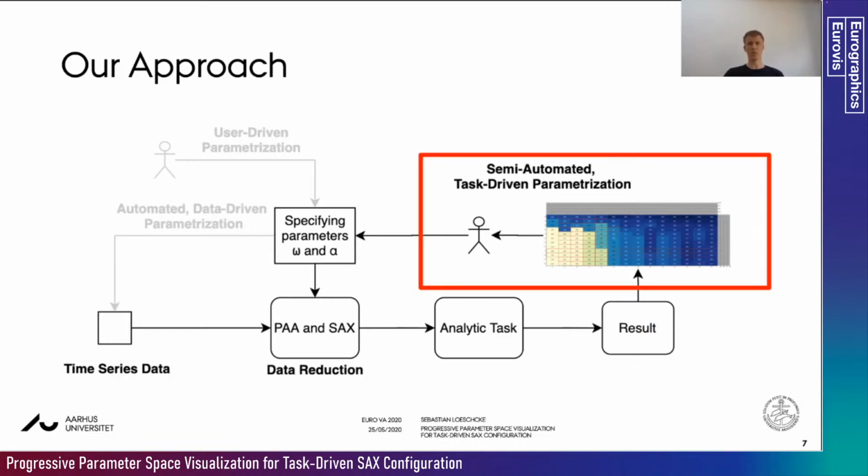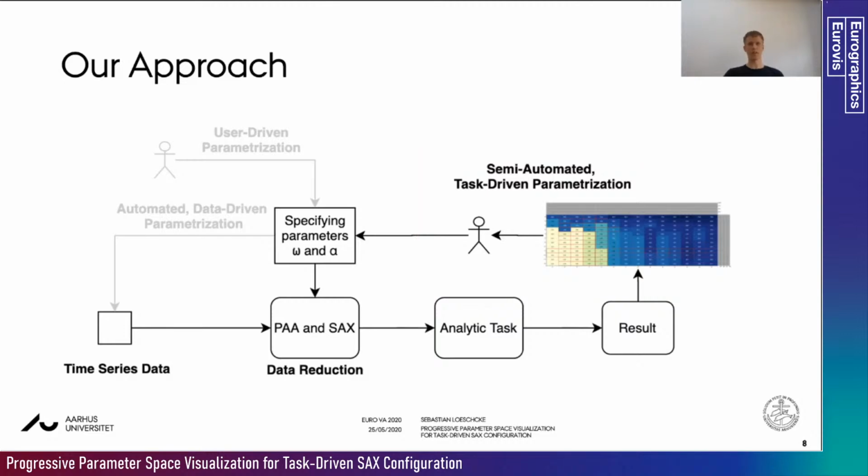Visualizing the resulting discrepancies for different parameter configurations allows the user to make an informed choice with respect to the gain from the data reduction and the loss from the error introduced for the particular task at hand. To cope with the bottleneck of computing all parameter combinations for the full dataset, we employ a progressive computation that generates early results of increasing quality and quantity.